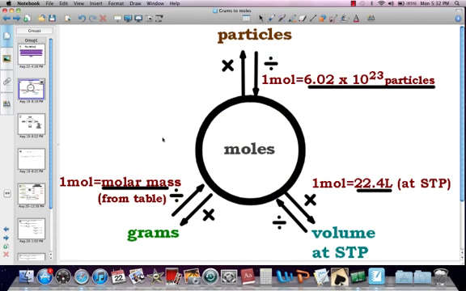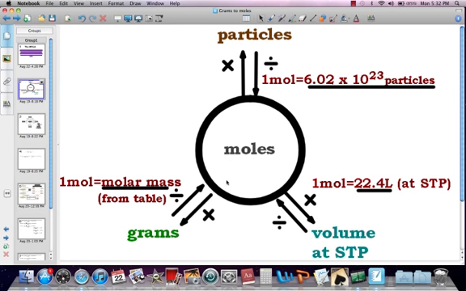Okay, this is the mole map. Some people like to use the mole map. We've got moles. You can go from moles to grams, moles to liters, and moles to particles. That could be, once again, atoms, molecules, ions, whatever. If you're going from moles to grams, you're going to multiply. If you're going from moles to liters, you're going to multiply. If you're going from moles to particles, you're going to multiply. If you're going grams to moles, or liters to moles, or atoms, let's say, to moles, you will divide.